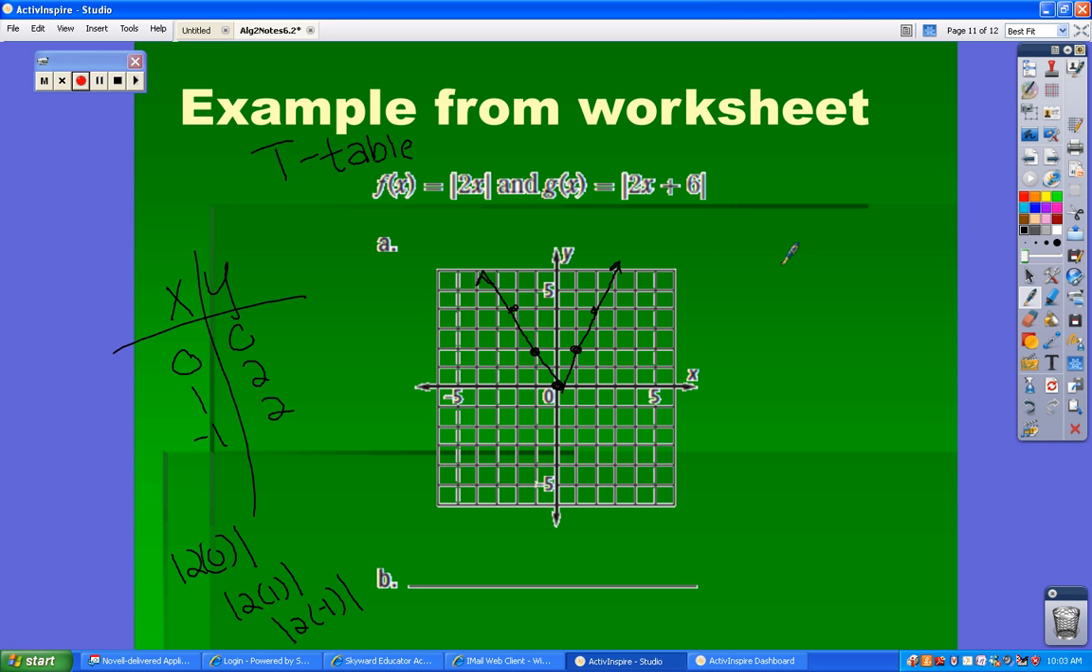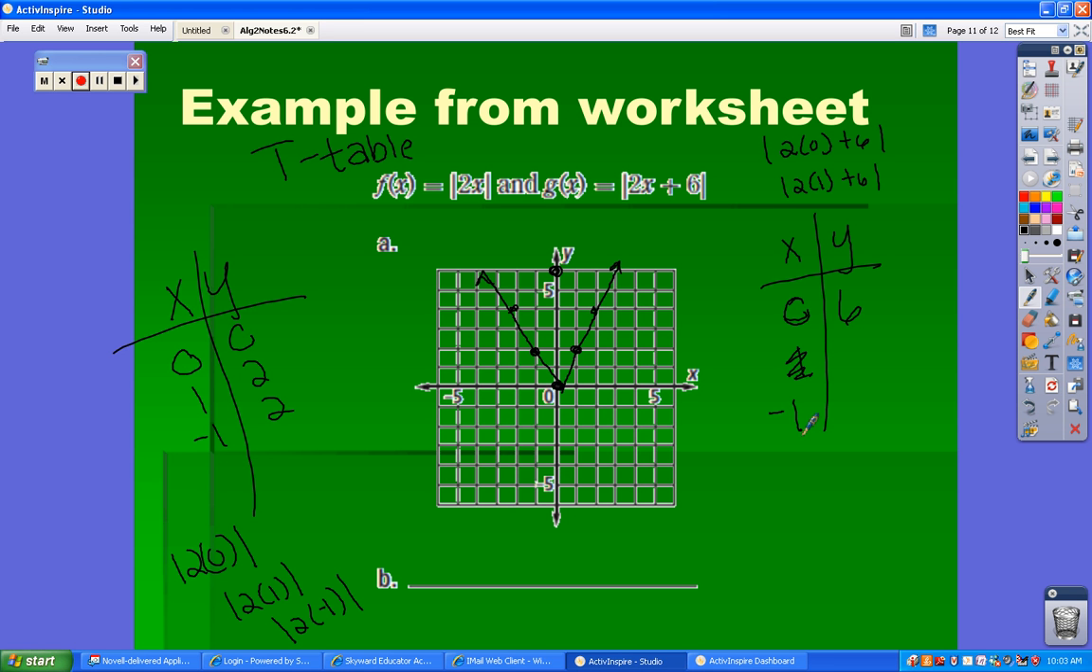Okay, how about this one? Do an XY table. Plug in 0. Absolute value of 2 times 0 plus 6. 2 times 0, 0, 0 plus 6. So 6, 6. So over 0, up 6. Barely make it here. Let's plug in 1. 2 times 1 is 2 plus 6. That's 8. That's too big, so I'm not going to go that direction.